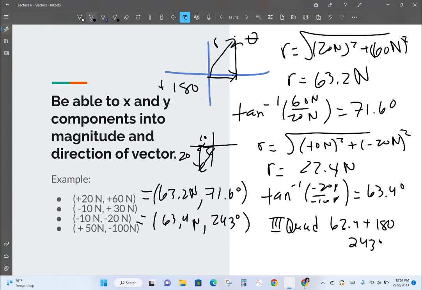If I'm in the third quadrant, I'm going to add it to 180. If I'm in the fourth quadrant, I'm going to subtract it off of 360. If I'm in the second quadrant, I'm going to subtract it off of 180. Those are my rules. So in your first homework, you are asked to give all your directions as polar coordinates. So you want to use tan theta and then adjust for what quadrant you're in.